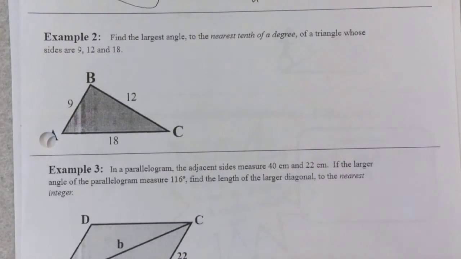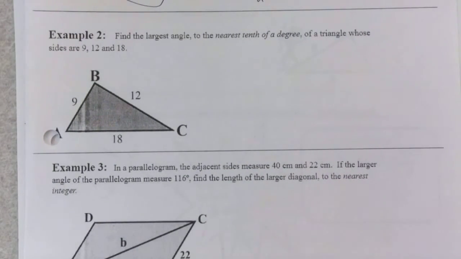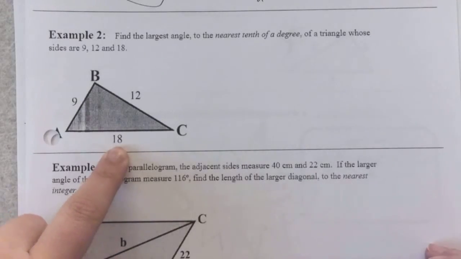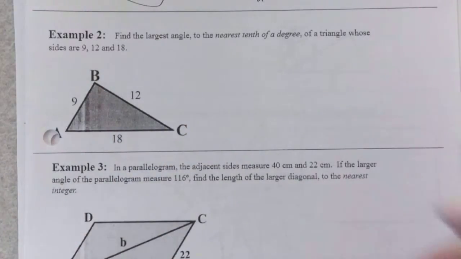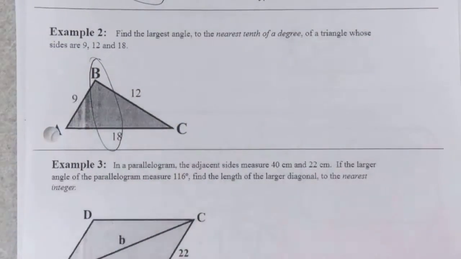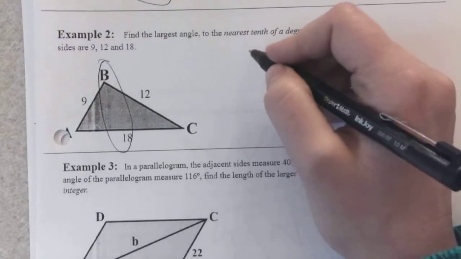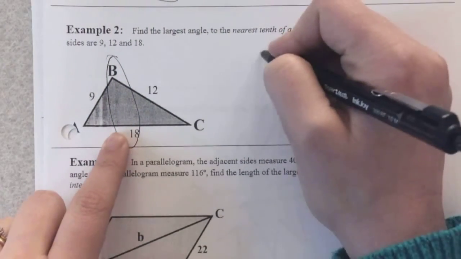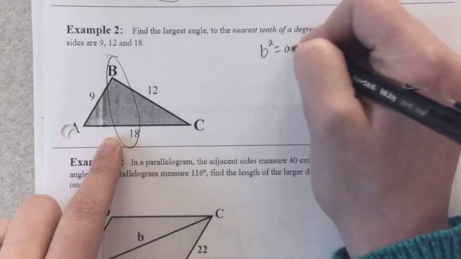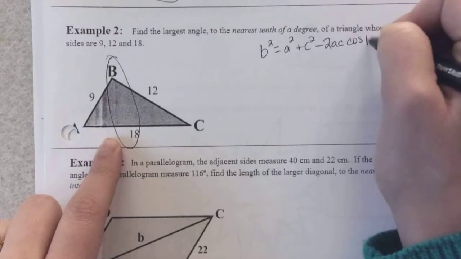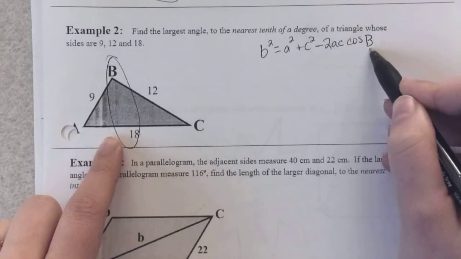Okay, so it says find the largest angle to the nearest tenth of a degree of a triangle whose sides are 9, 12, and 18. All right, now you just have to do a little bit of thinking here. The largest angle of this triangle is going to be angle B because it's across from the biggest side. So biggest angle always across from the biggest side. So I'm solving for angle B. So that means this 18 and B have to be my bookends, right? So I'll just write out the formula first. B squared equals A squared plus C squared minus 2AC times the cosine of B.